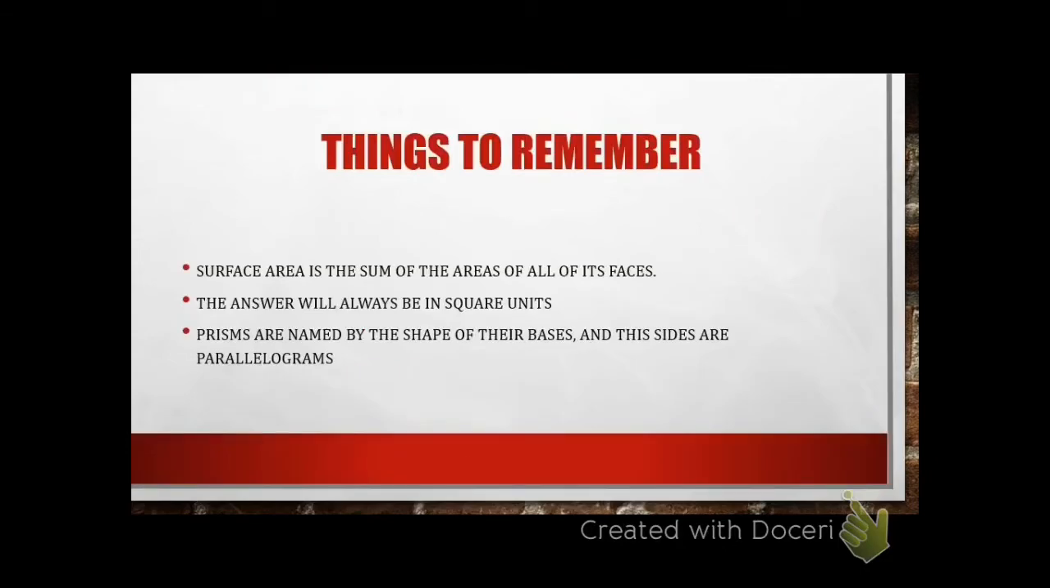All right, a couple things I want you to remember. Surface area is the sum of all the faces, the area of all the faces. So it's going to be a little bit of work, but it's not hard. We're using formulas that we already know and are familiar with, and we all know how to add, so it'll be easy. The answer will always be in square units, and remember that prisms are named by the shape of their base, and their sides are usually squares, rectangles, or parallelograms.